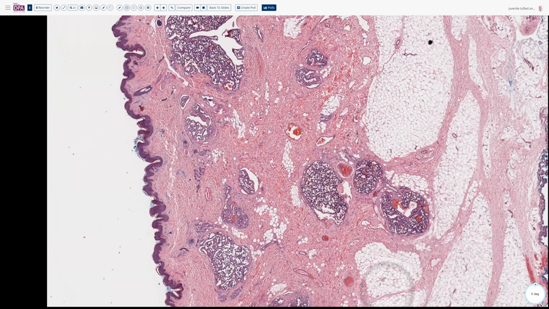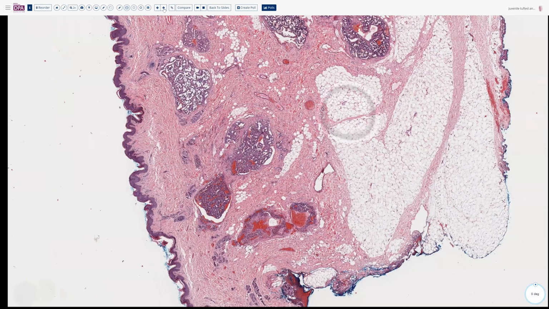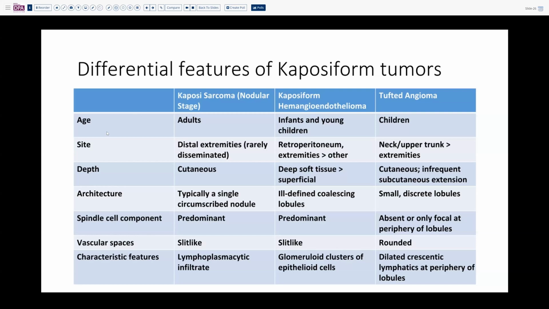This is usually a GLUT1 negative lesion that includes in the differential the Kaposiform hemangioendothelioma, which we will talk about in the next session on this topic and compare and contrast these a little bit more completely. Well, actually, here it is. So just a couple of things to take into account: age, site, depth, architecture, spindle cells, vascular spaces, and the characteristic features.